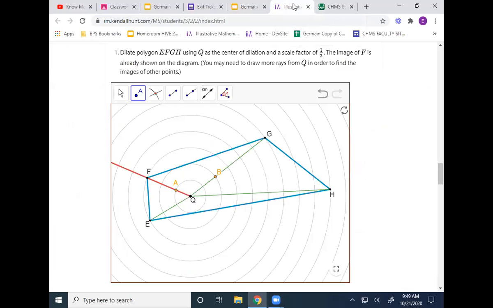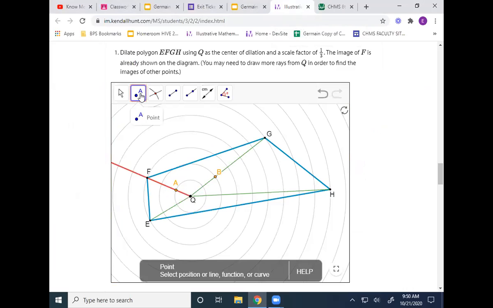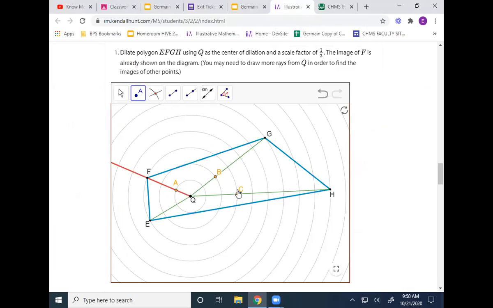So if I come back to this slide, this page right here, I'm going to count 3 circles out and I'm going to put a point. So I'm going to hit the point button if you remember. I'm going to count 3 circles out, 1, 2, 3, and I'm going to put a point and it's going to label it C. It's going to name it C.